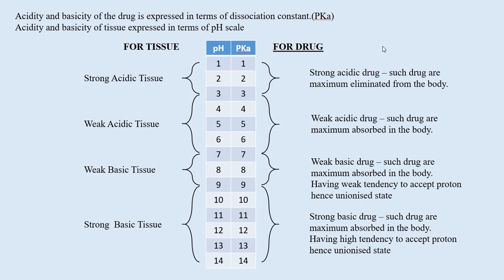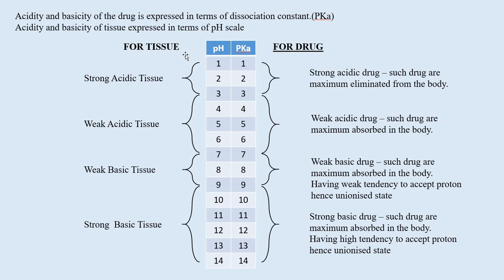Based on that scale they will ask a question. They will give the pKa value for a drug and ask in which solvent, or in which media, it is maximally absorbed, or in which media it is maximally eliminated. That problem we'll see in the succeeding slides. But here you should remember there are two scales, pH and pKa. The pH scale is for the tissue and the pKa scale is for the drug.